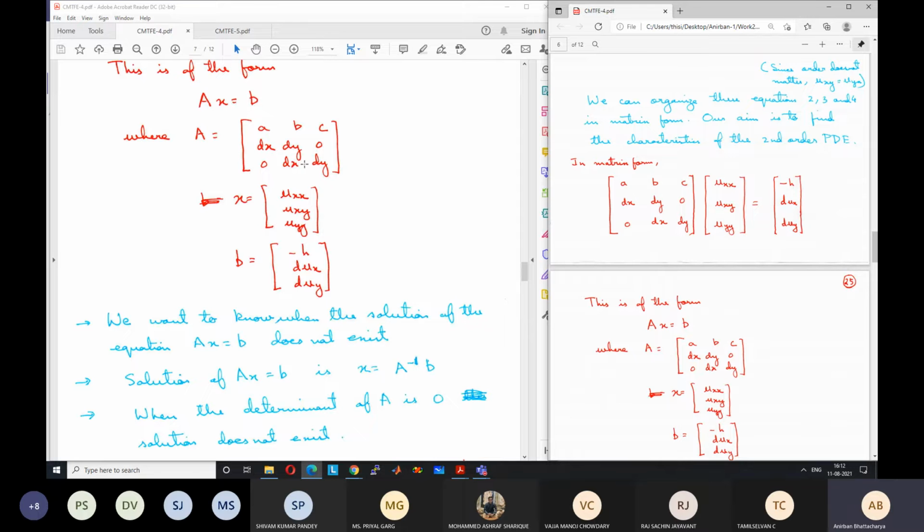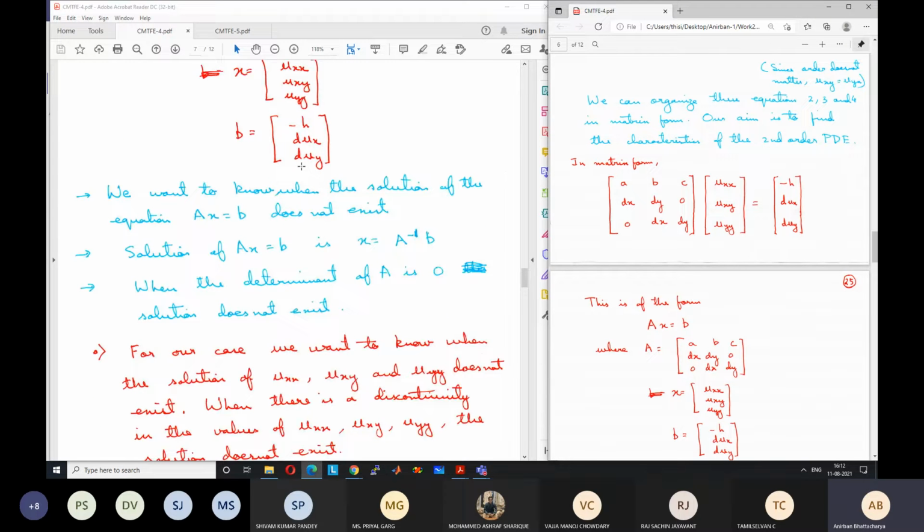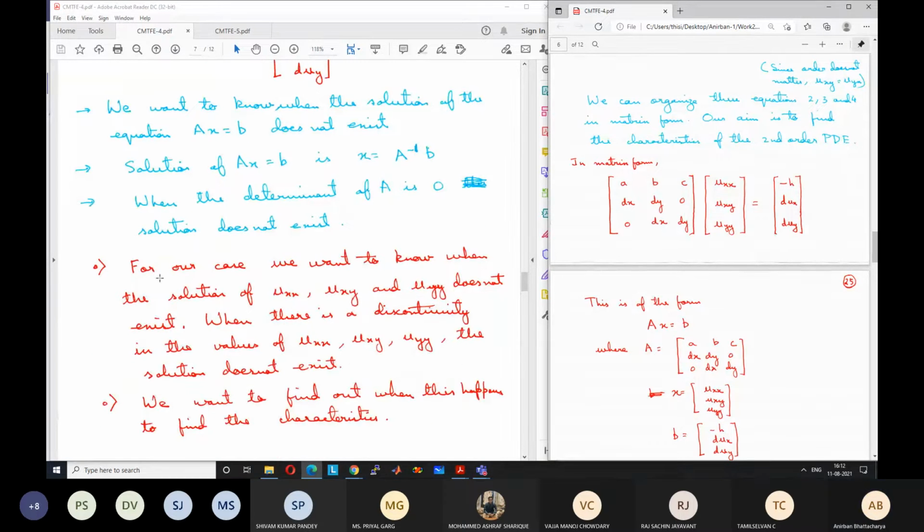So now our problem has been reduced to finding the case where the determinant is 0. Just summarizing what we have discussed: for our case, we want to know when the solution of uxx, uxy, and uyy does not exist. We have already discussed this; when you read the notes, you will have some more information. When there is a discontinuity in the value of uxx, uxy, and uyy, the solution does not exist in physical terms. So we want to find out when this happens, because that will give us the characteristic lines.